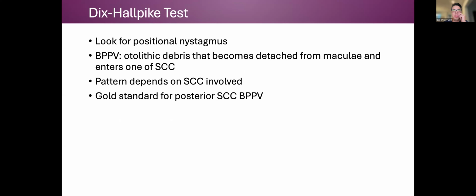And so just talking about the Dix-Hallpike test here, this is obviously like a review for most people, but you're looking for positional nystagmus.